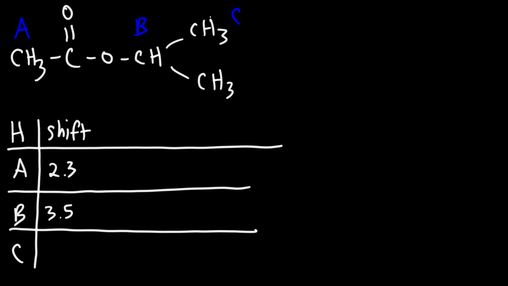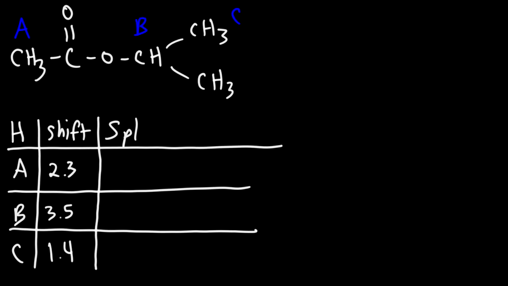Now, for signal C, all we have is a methyl group, but it's not too far away from the oxygen. There's only 1 carbon in its way. Most methyl groups would have a signal of 1, but because it's relatively close to the oxygen, we're going to say it's a little bit more downfield than 1. Let's say 1.4. It may not be the exact number, but we'll just use a number around 1 just for the sake of learning how to do this.